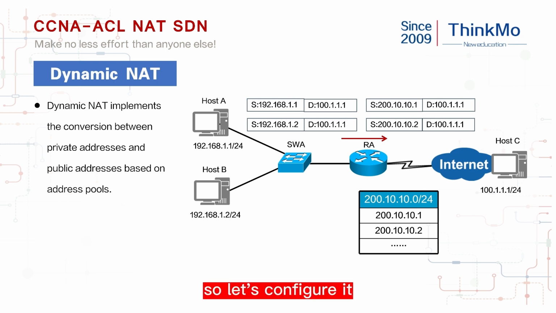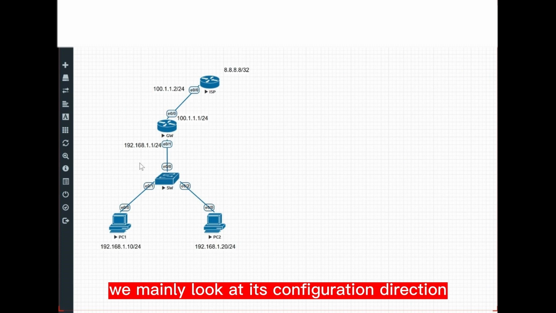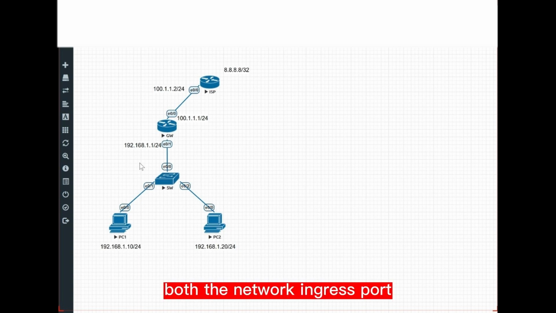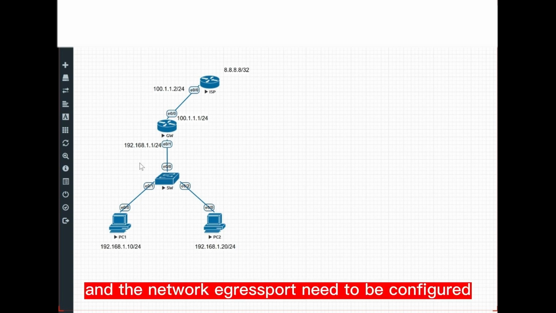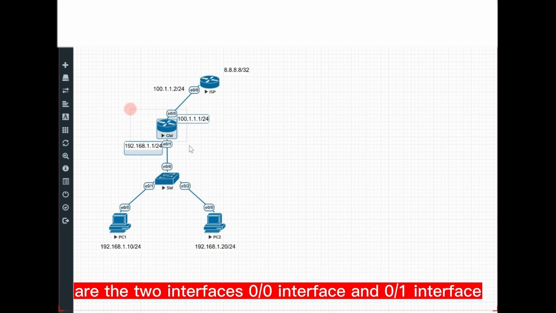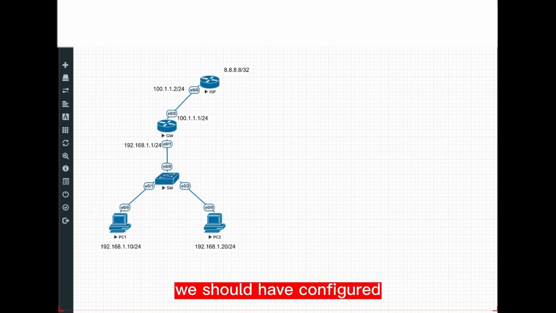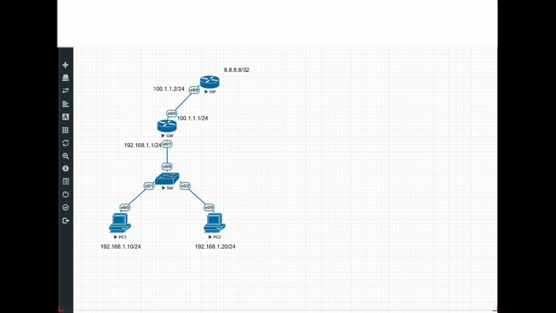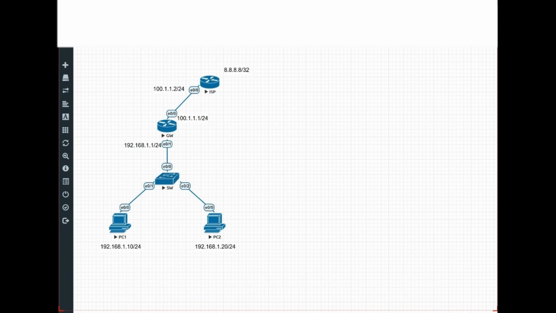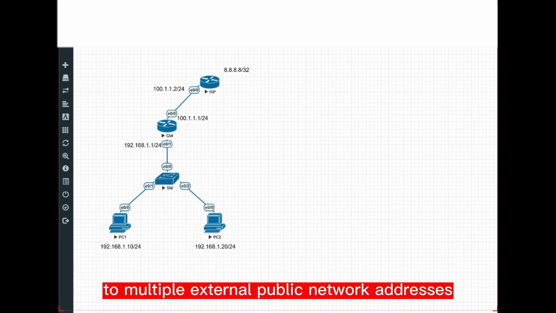So let's configure it. We mainly look at its configuration direction. No matter what kind of NAT, both the network ingress port and the network egress port need to be configured. The ingress and egress ports are the two interfaces, interface 0/0 and interface 0/1. We should have configured them. Actually, we call dynamic NAT many-to-one or many-to-many: multiple internal private network addresses to multiple external public network addresses. We dynamically make an allocation.